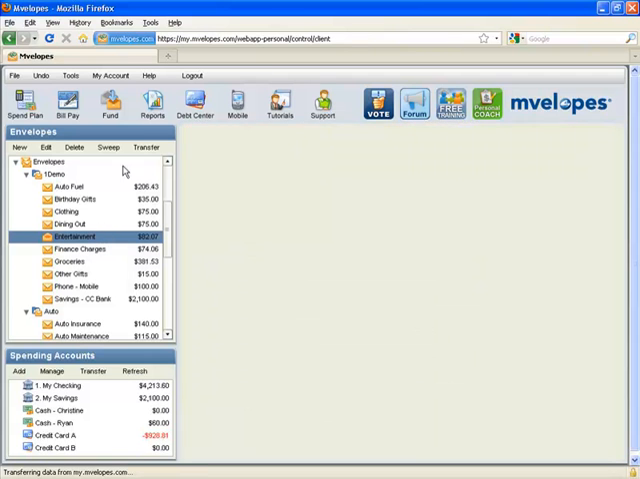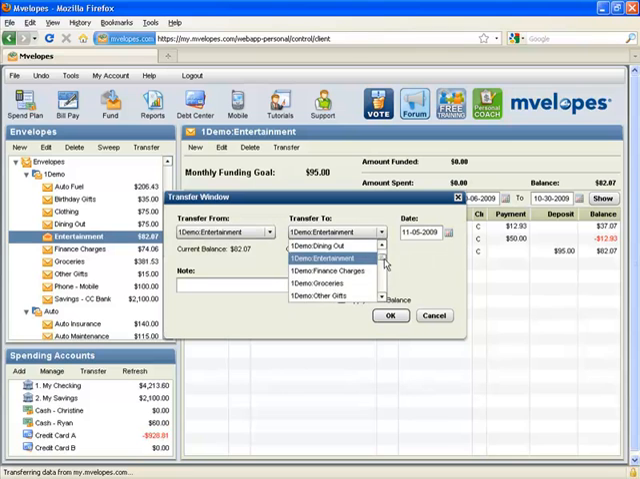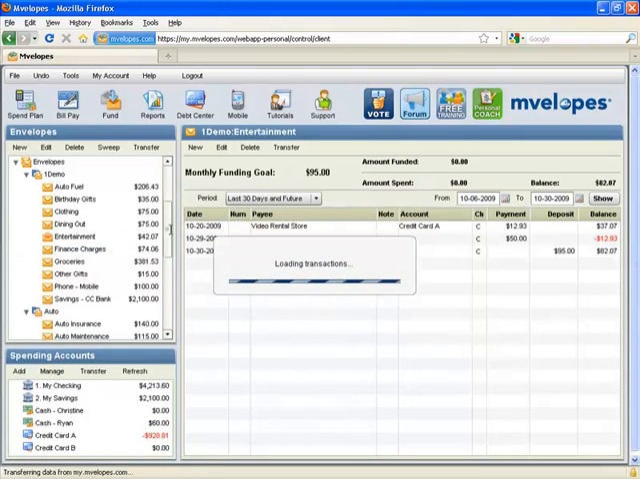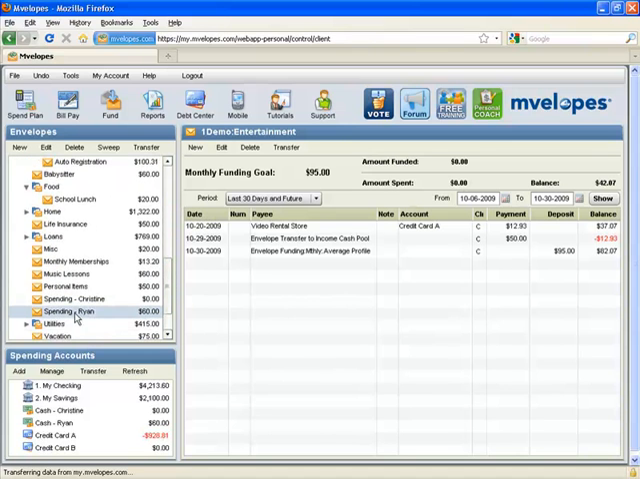So I'll highlight entertainment, click transfer. Transfer 2 again is spending Ryan. It's $40. So now the value of spending Ryan equals $60, which is the value of the actual account. That completes my example of a transfer between an online checking account and an offline cash account.